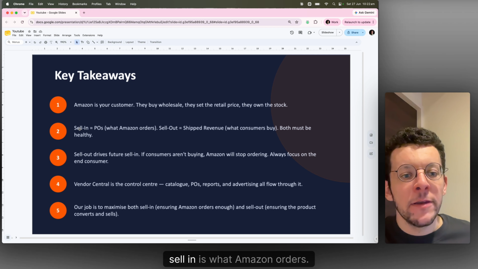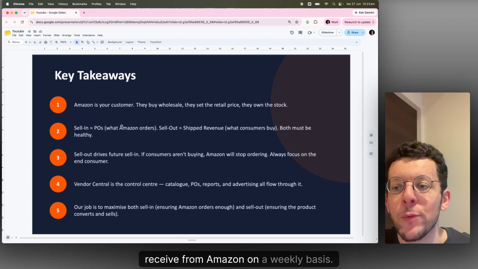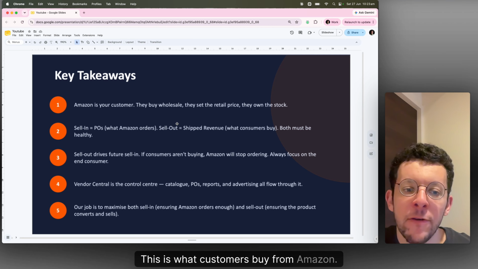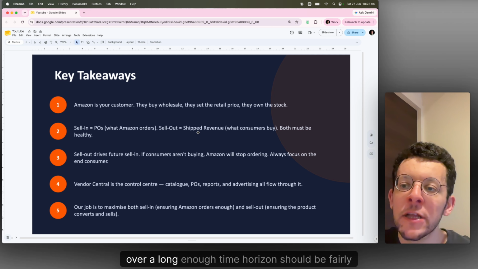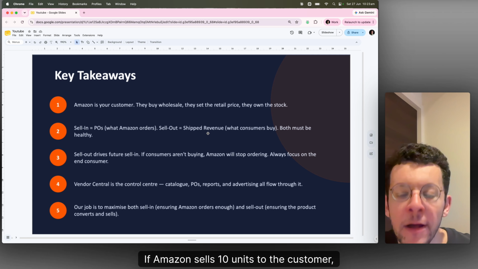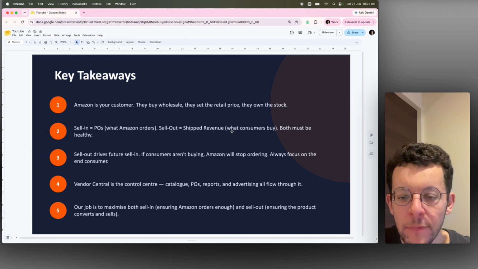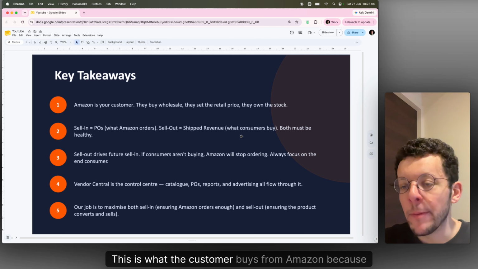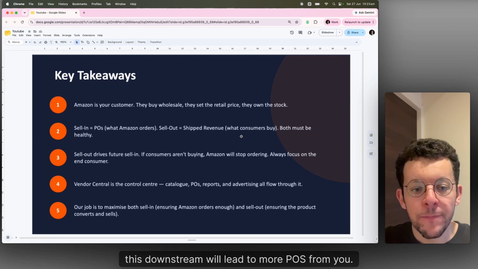Number 2, sell-in is what Amazon orders. The sell-in is your purchase orders that you receive from Amazon on a weekly basis. Sell-out is shipped revenue. This is what customers buy from Amazon. You have to be concerned about both. And over a long enough time horizon, these should be fairly similar, right? If Amazon sells 10 units to the customer, they're likely going to order those 10 units from you to supply that customer. Having said that, I would say the focus should be sell out. This is what the customer buys from Amazon, because downstream this will lead to more POs for you.